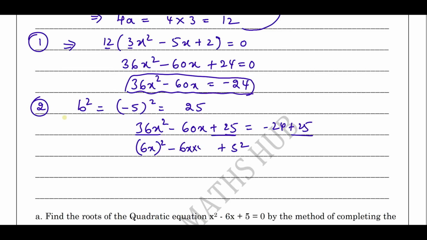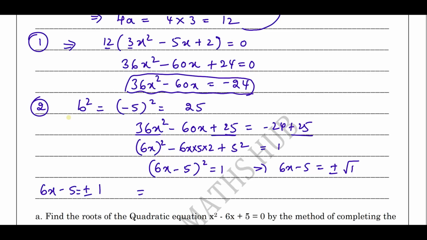6x into 5 into 2, that is 2ab, equals minus 24 plus 25 is 1. Now it is of the form 6x minus 5 whole square equals 1. Now what you get is 6x minus 5 equals plus or minus square root of 1. Square root of 1 is 1. Now take plus value 1, so 6x equals plus 1 minus 5 becomes plus 5 after shifting, or 6x equals minus 1 plus 5.